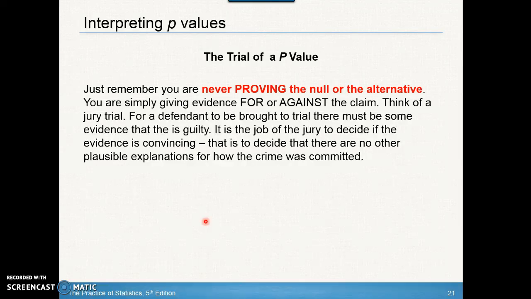Here's what I want you to understand: we never have proof for anything ever in statistics. There's never 100% proof. It's all about interpretation. Just remember, you're never proving the null or alternative hypothesis. You're only giving evidence for or against it. Think of a jury trial. For a defendant to be brought to trial, there must be some evidence that they're guilty. It's the job of the jury to decide if the evidence is convincing, that there are no other possible explanations for how the crime was committed. There's never proof that they're guilty or innocent. They just have evidence.